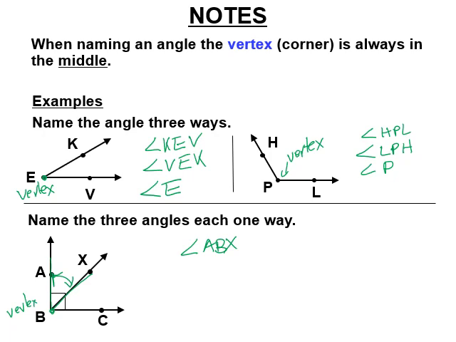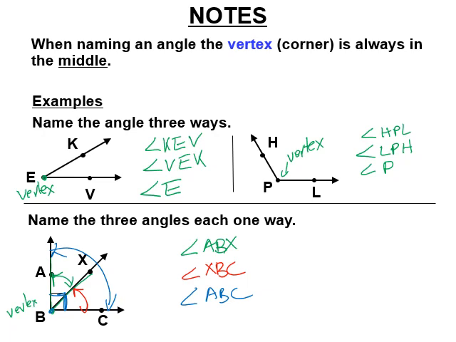So name another angle. Well, there's one over here, and we could call that one XBC or CBX, either one. And then last, we have this right angle from there to there, and we can call that angle ABC or CBA, as long as the vertex is in the middle.